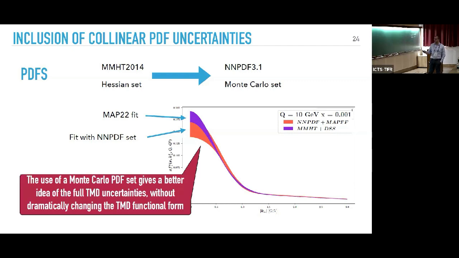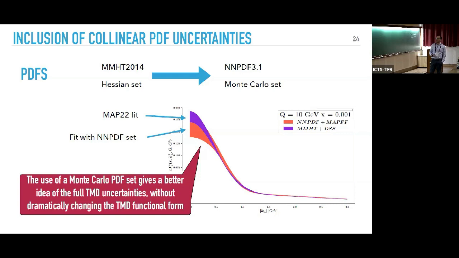And so this is certainly a better measurement of the uncertainties related to TMDs. However, notice that the shape, the functional form, does not change dramatically. So we don't need to invent a new functional form when we change the PDF. We just need to retune the parameters of the non-perturbative part.